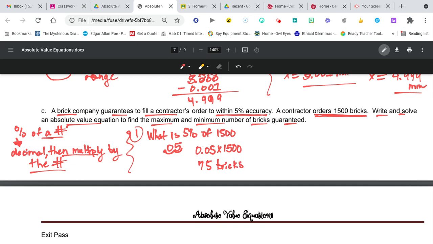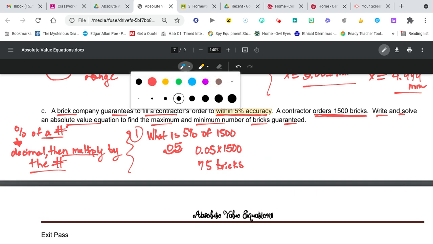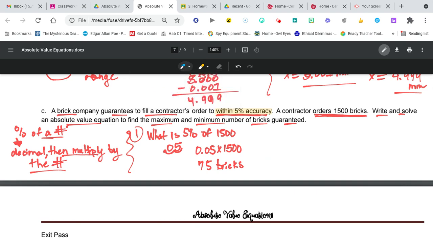So when it says within 5% accuracy, I already know that when I order from this company, they may give me 75 bricks more or 75 bricks less. And it's in the contract. That's what they're guaranteeing. Okay, they're guaranteeing that they're going to get your order right within 5% accuracy. So they could be short, they could be a little over. But they're going to be within those 75 bricks from your order.